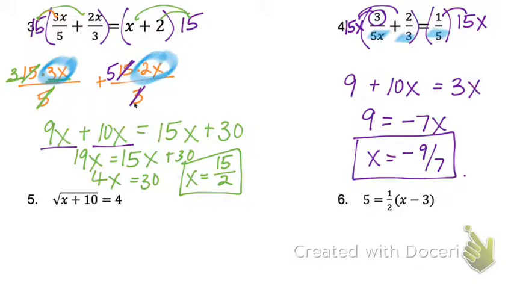Okay. Number 5. Why is there a square root? Get that thing out of there. We just want to get rid of it. So how could I get rid of the square root? Square it. But whatever I do to the left, I have to do to the right.